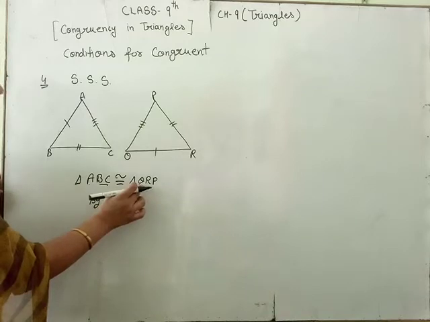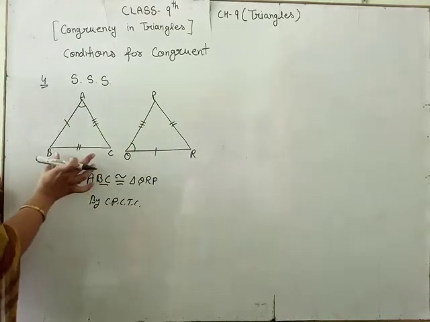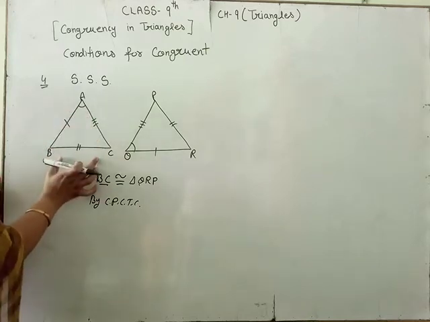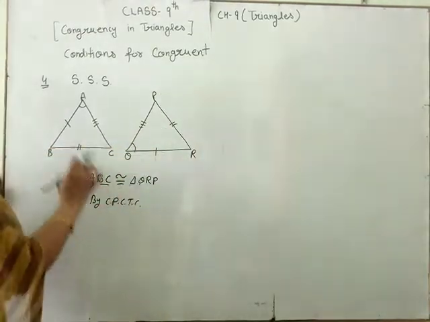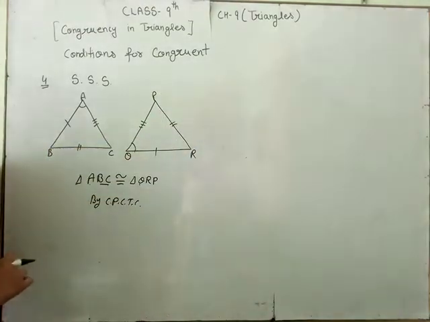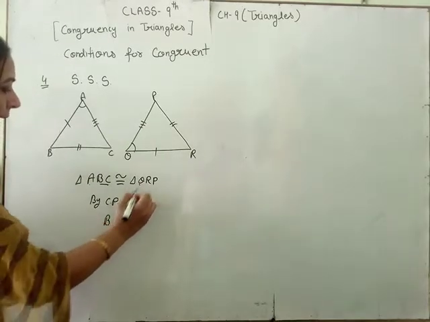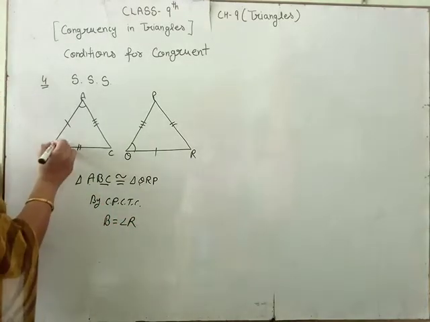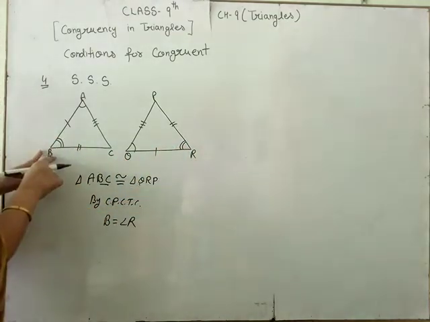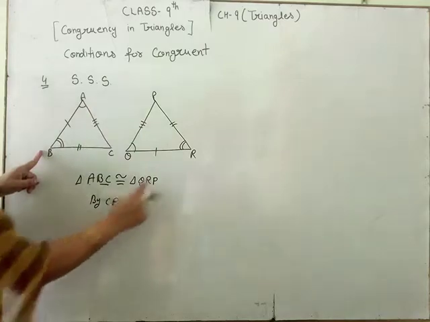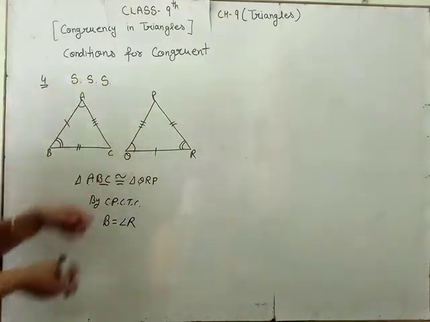Angle A equal to angle Q, because opposite A is the opposite angle of BC, so angle Q is opposite angle of PR. Okay, BC and PR both are equal. Next, angle B equal to angle R, because B is opposite angle of AC and R is opposite angle of PQ, and AC and PQ are equal.